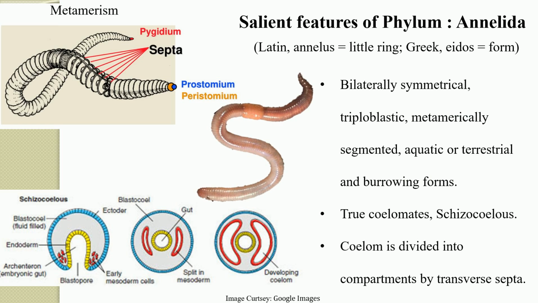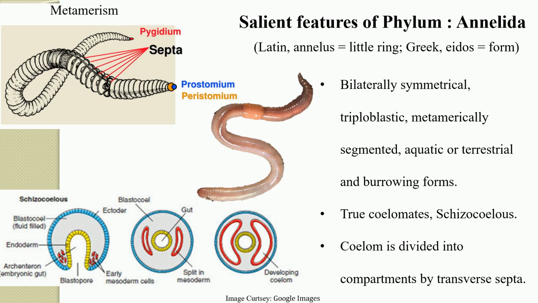Okay, so let's start first of all with the salient features of the phylum Annelida. The word Annelida itself is derived from the Latin word annulus, which means little rings. If you see the body of the annelidan organism, it is made up of multiple little ring-like structures, and hence they are known as annelidan organisms.